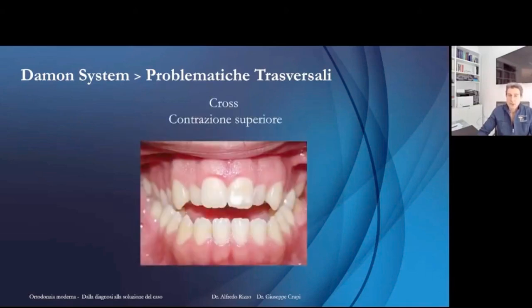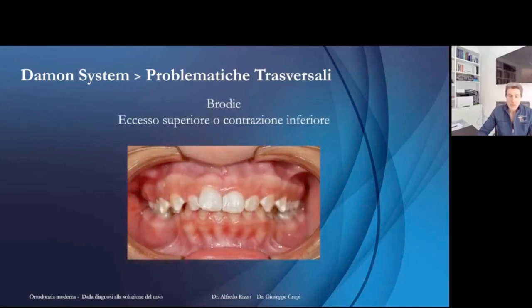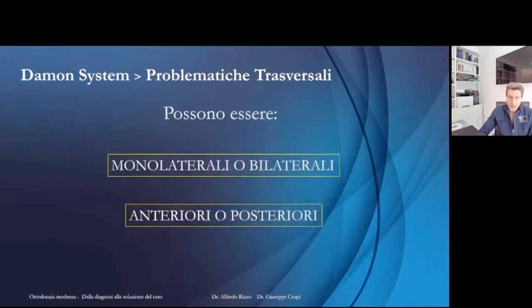We will see the crossbite where we have a superior contraction, the contraction of the upper jaw, or we're going to see a Brodie where we have an upper excess or lower contraction. They may be monolateral or bilateral, and they may be anterior or posterior.